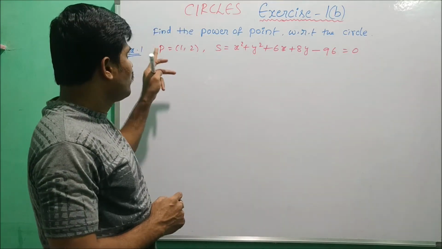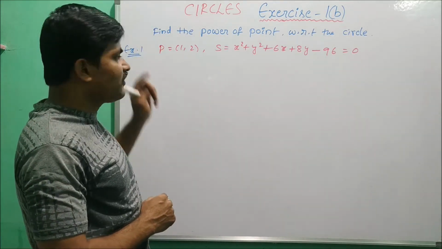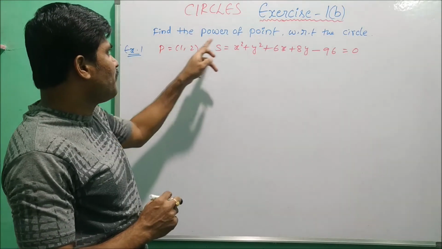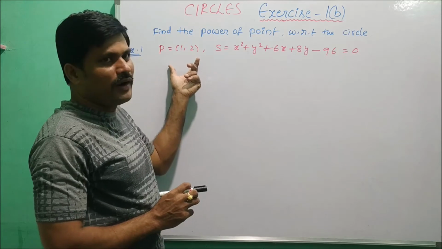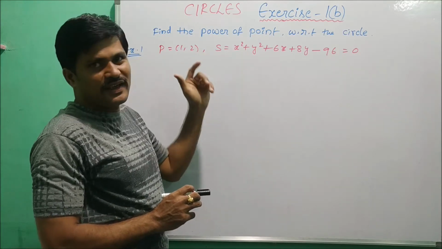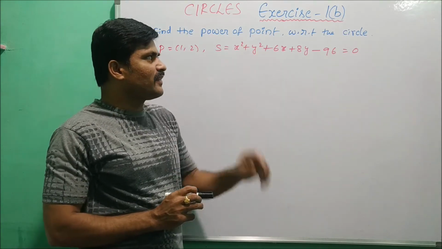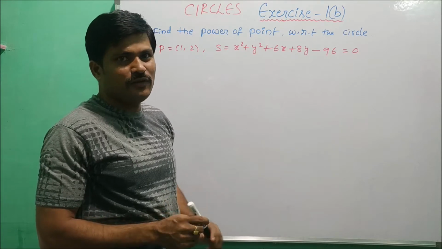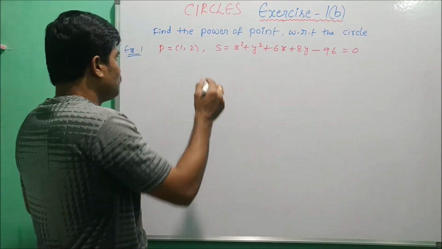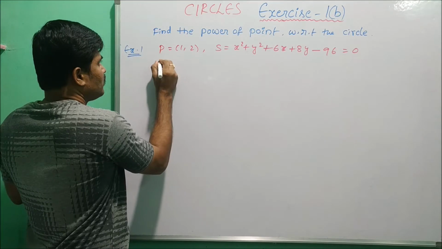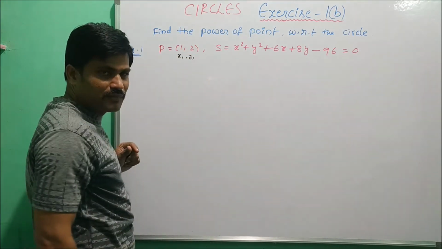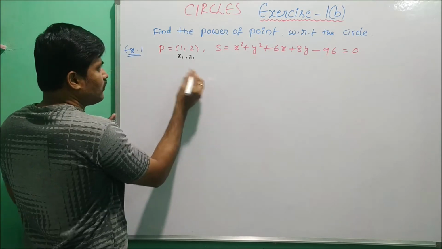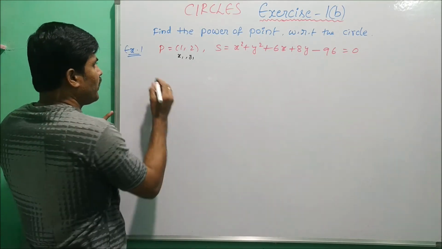So the first sum, which is example number 1: find the power of the point with respect to the circle. Here given one point (1, 2) and one circle S = x square plus y square plus 6x plus 8y minus 96 = 0. So here the point P can be treated as (x1, y1). So clearly we have to take the power of the point.